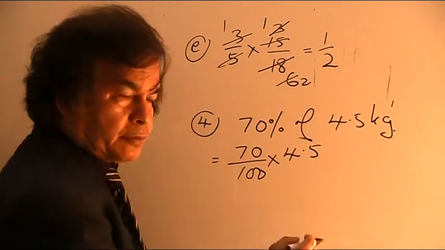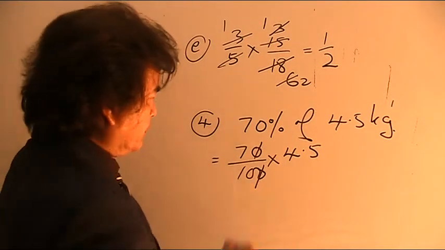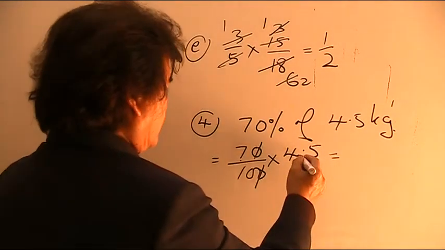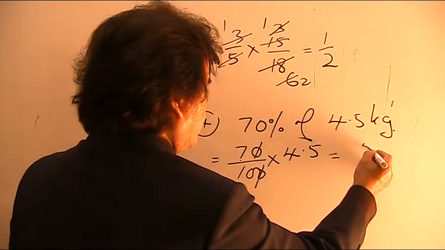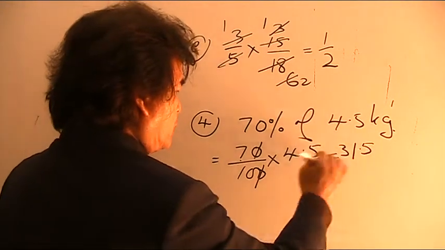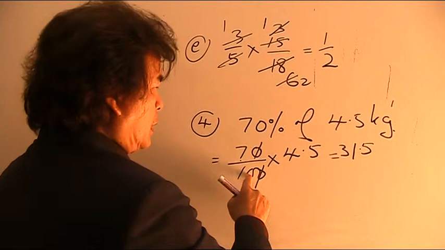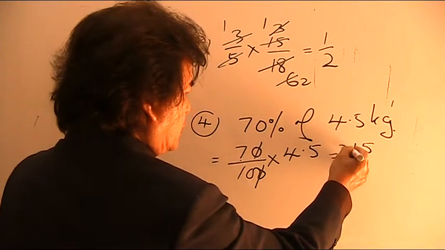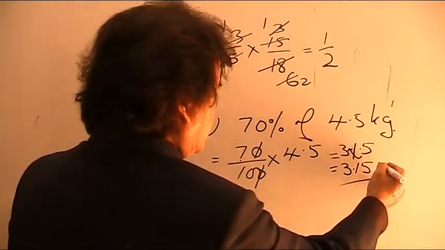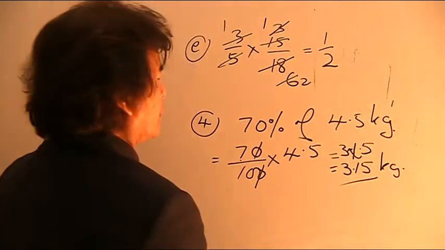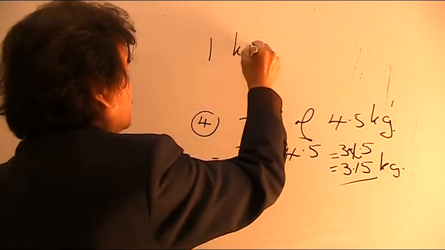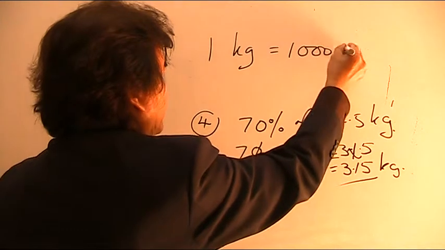So I'll cancel off 0 and 0 here. So you got 7 times by 5, 35. 7 times 4, 28, 31. So I put 1 decimal place here, but when I divide by 10, I have to shift 1 decimal place to the left. That becomes 3.15. That is in kilogram. Okay, but you know that 1 kilogram equals to 1,000 gram.